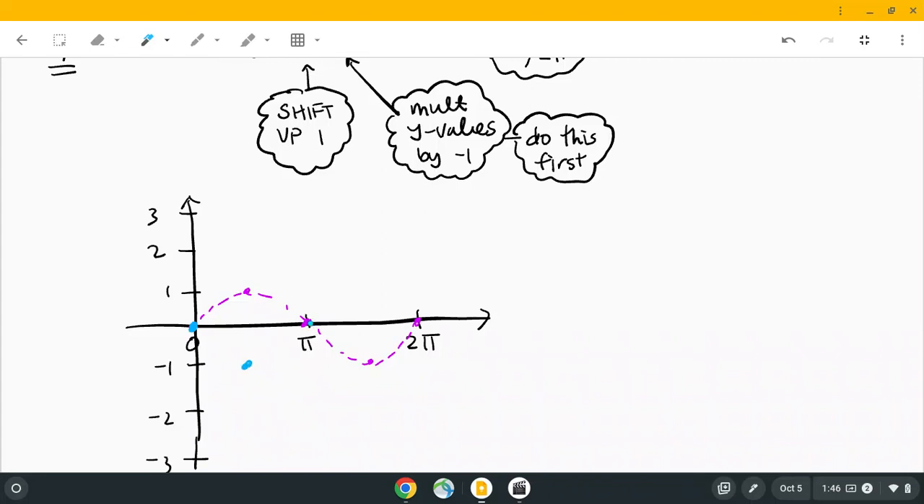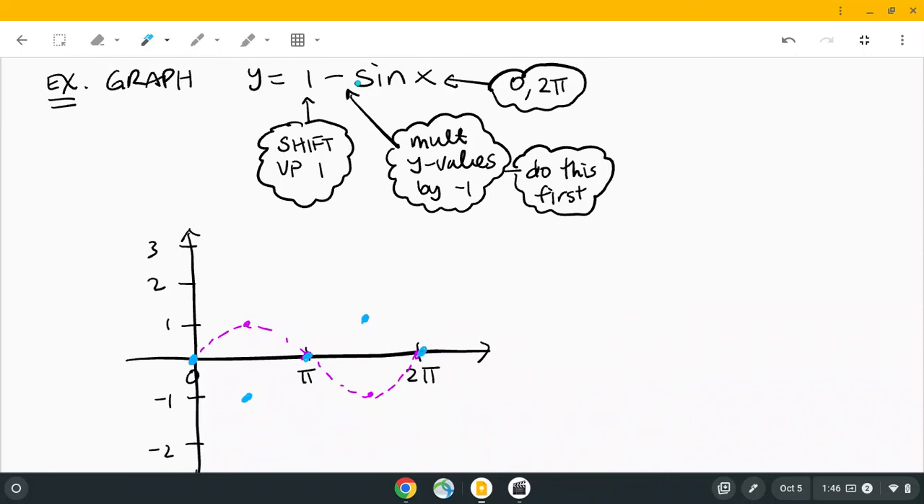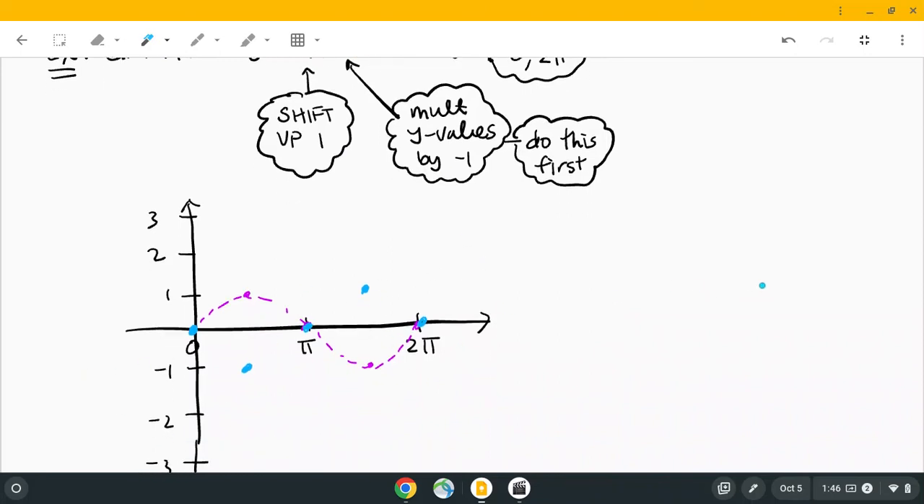Y value here is 0. 0 times -1 is 0. Y value here is -1. So -1 times -1 is +1. And here, the y value is 0. 0 times -1 is 0. And we already know that whenever we multiply by a negative, it's going to flip the wave, right? Okay. So here's that. Okay. Here's that transformation.